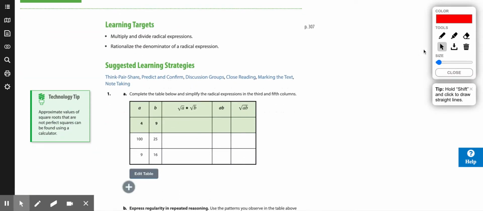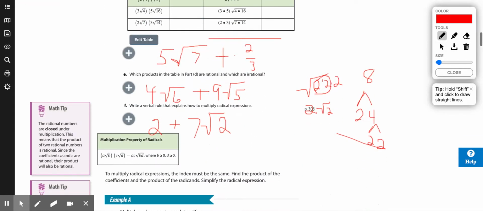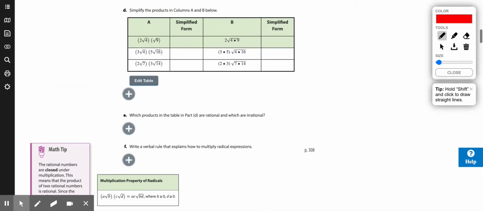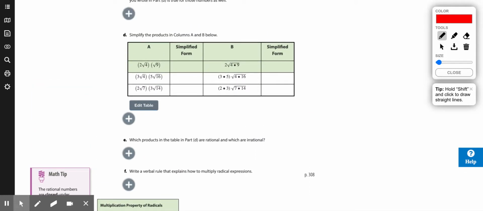All right, and let's look real quick at multiplying and dividing. Multiplying radicals, you need to just multiply the coefficients, the numbers on the outside, and multiply the radicands, the numbers on the inside. So 2 square roots of 4 times the square root of 9 is going to be 2 square roots of 4 times 9, which is square root of 36. 2 square roots of 36.